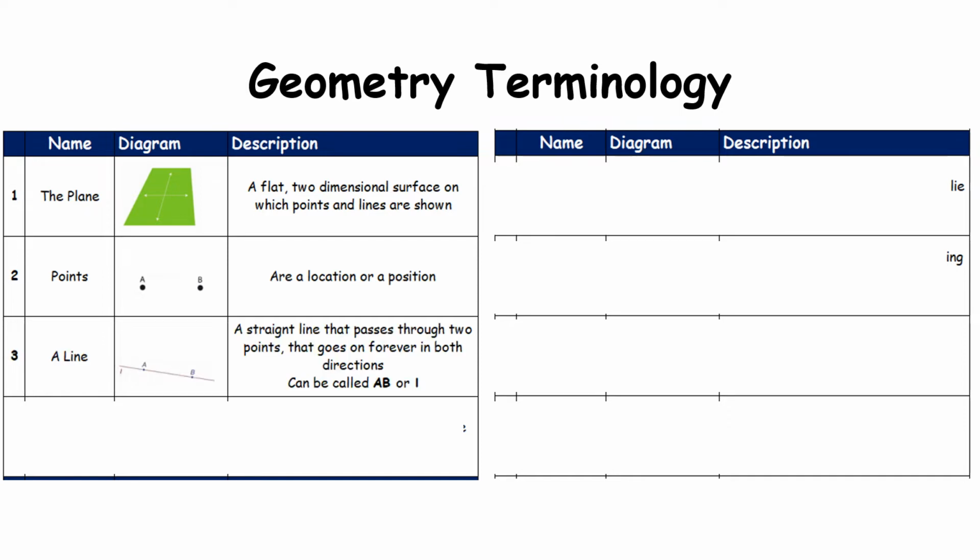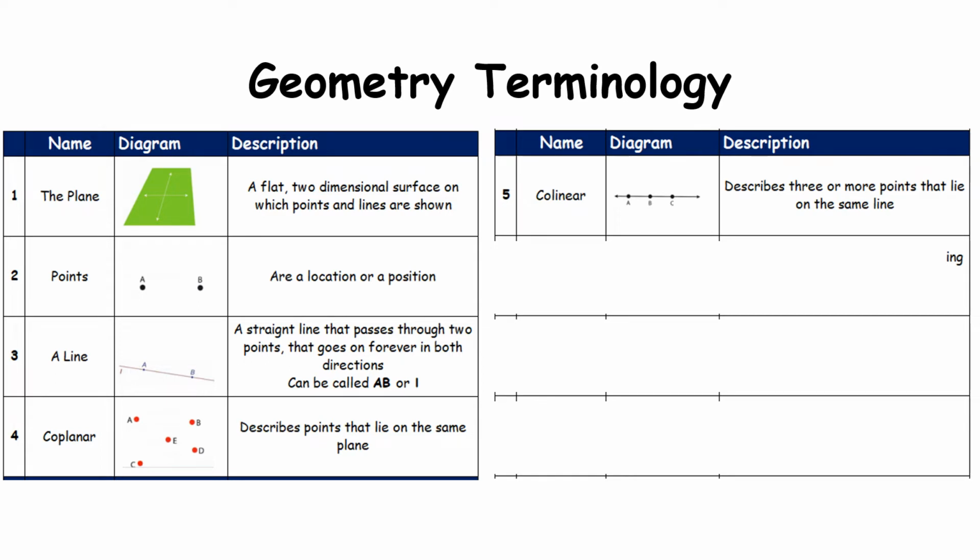A line passes through 2 points and goes on forever in both directions. That's really, really important to remember, that a line goes on forever. There are two ways that we could name this line. It could be named by the 2 points which lie on it, A, B, or it could be given a single letter, L.